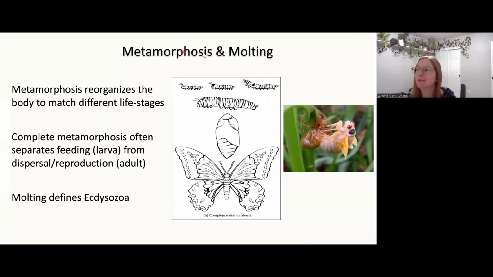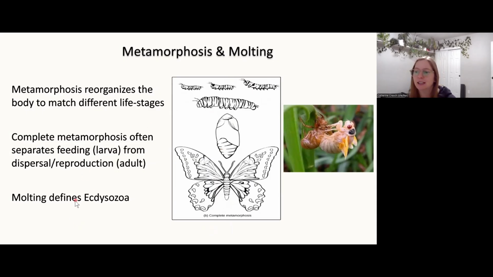Now let's talk about metamorphosis and molting. So metamorphosis is where your critter goes from one body form to another body form, maybe doing a full, complete metamorphosis where it changes everything about itself into its final stage. If you do complete metamorphosis, your larval stage is often your feeding stage, and your last phase is your reproductive phase. So for a lot of butterflies, they don't even have mouths. They're done feeding. Their whole goal now is just to reproduce.